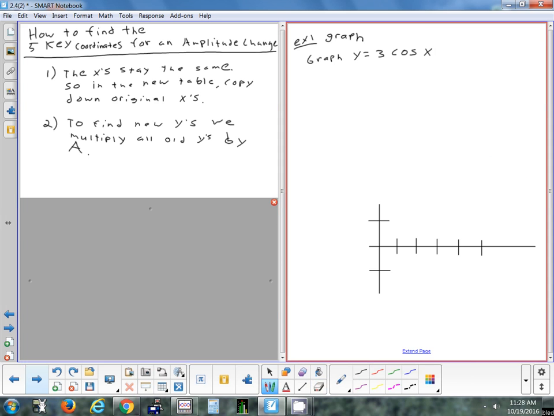All right, so we know it's an amplitude change. Nolan, what values did we say stay the same? Yep, so for every problem today, pi over 2, pi, 3 pi over 2, 2 pi.